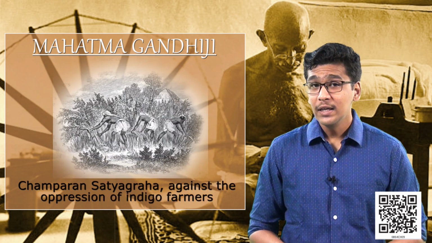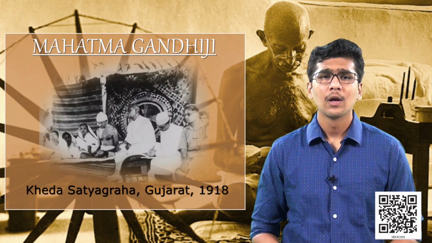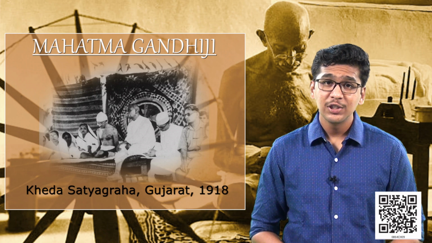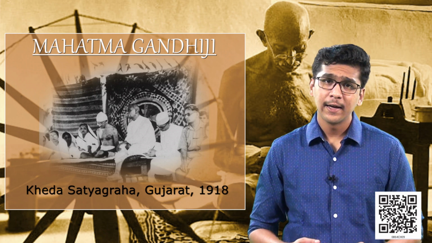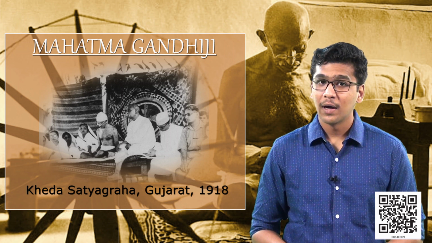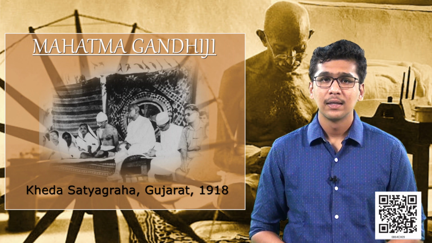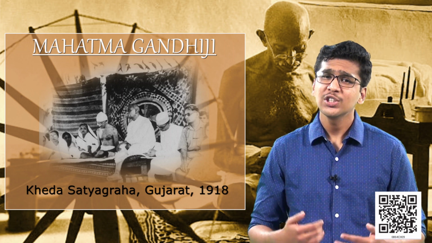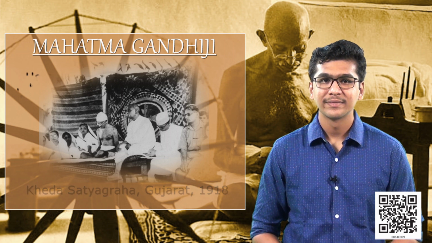Here, the indigo cultivators were oppressed by their landlords, as you have studied in chapter 3. Soon after this, Gandhiji launched two more movements in 1918, one at Kheda and the other at Ahmedabad, both in Gujarat. All these movements were a success. This made Gandhiji a potential leader who could free India from the clutches of the British.